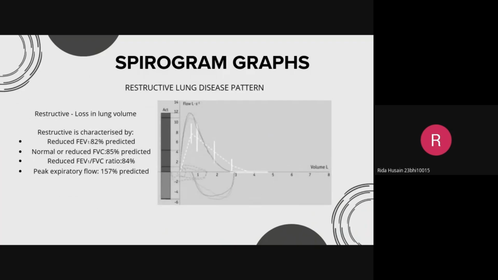Next is the restrictive lung disease pattern. In this, the lungs are smaller or cannot expand, because of which there is a loss in lung volume. As we can see in the graph, the graph is narrow and taller. The height is present, but the lung volume is reduced. The restrictive pattern is characterized by reduced FEV1, that is 82%, and reduced FVC, that is 85%. The diagnostic ratio is 84%, and the peak expiratory flow is 157%.